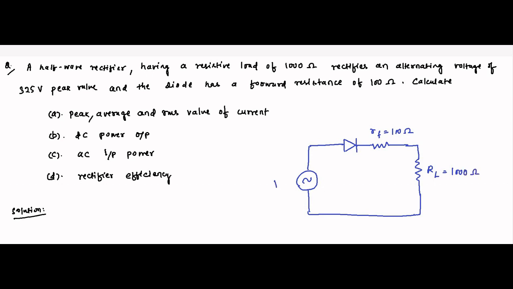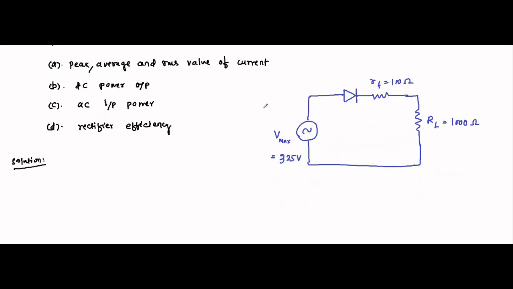Here, the maximum value of the supply voltage is equal to 325 volt. Now, if you remember, I always told you, whenever there is forward resistance coming into play in a half-wave rectifier circuit, we have to go with the approach of currents, the current flowing through the circuit. Here, the maximum value of supply voltage is given, so that will give us the maximum value of the current flowing. So here, Imax is equal to Vmax by forward resistance plus load resistance.